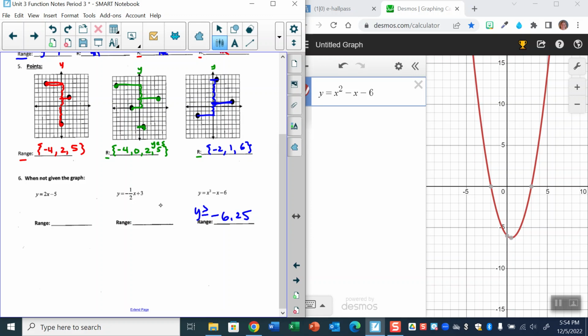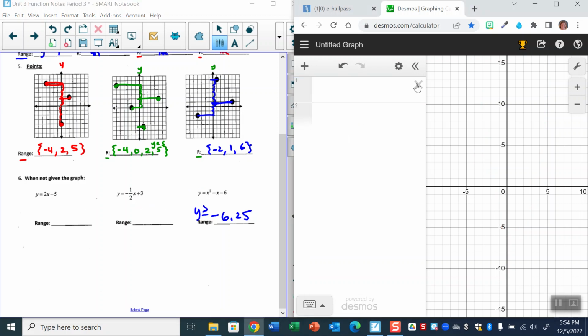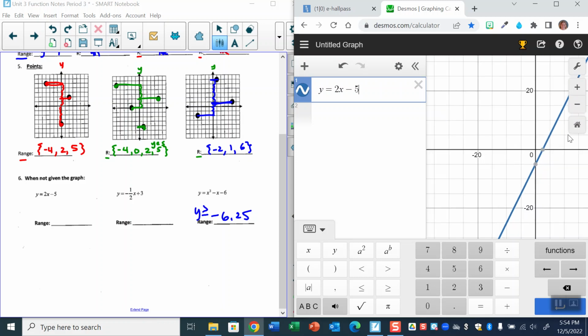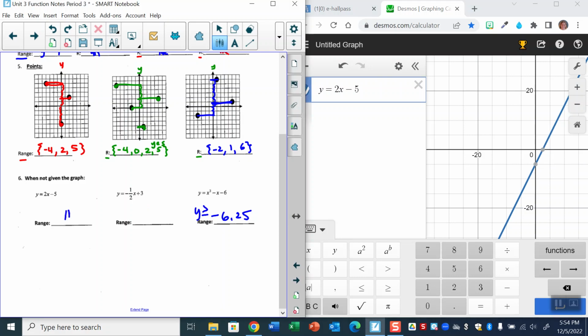Okay, and then now these two were lines, remember? So if I have a line, right, if I type in y equals, and you should be doing this too, so you get better at typing in these functions because it makes it so easy, right? If I look in here, I can zoom out and I can see this is a line, right? It goes forever down and forever up. So my range is all real numbers. Just like the domain was all real, so is the range.